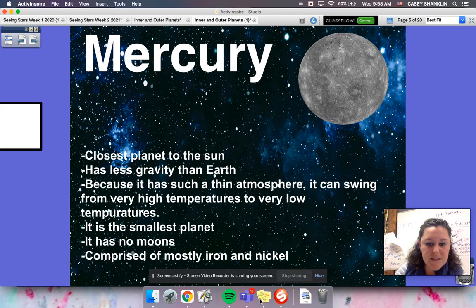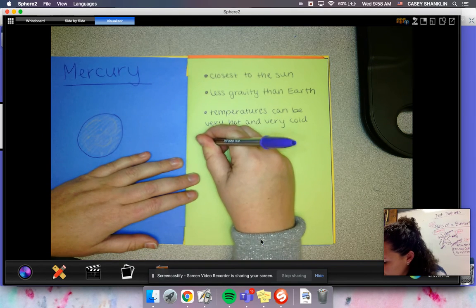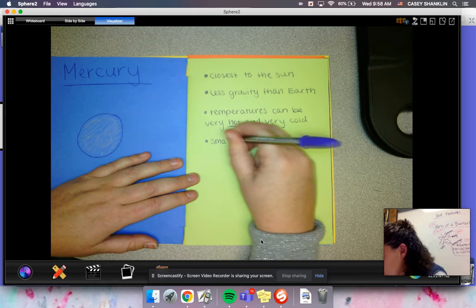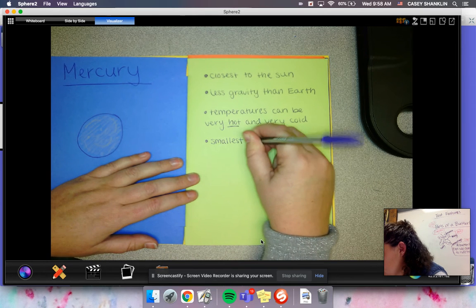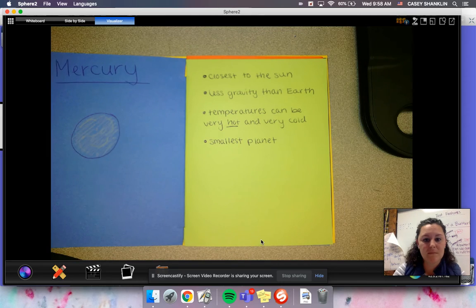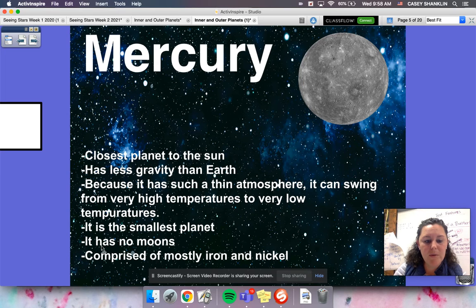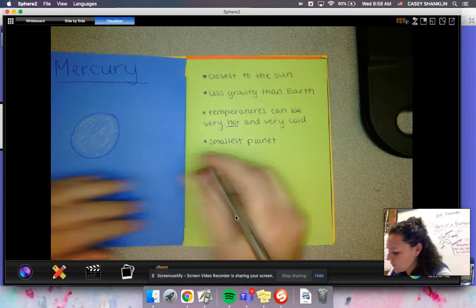We need to know that it is the smallest planet. And our last thing that we want to know is that it has no moons. No moons. So Earth has one moon. Mercury has no moons.